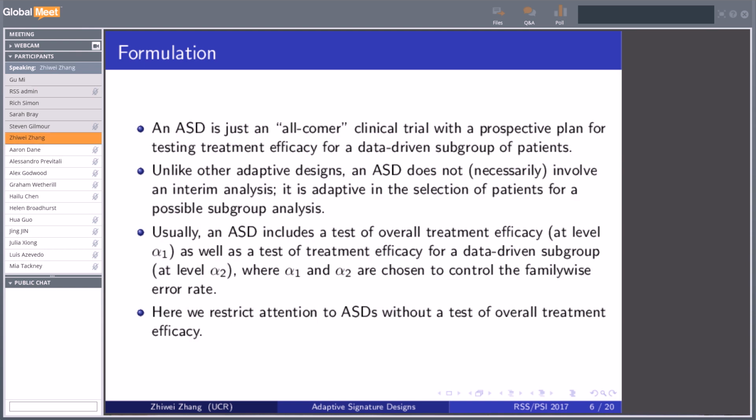Here, the significance levels alpha 1 and alpha 2 should be chosen prospectively in a manner that controls the family-wide error rate. So that's a standard ASD. Now, here in this work, we restrict attention to ASDs without a test of overall treatment efficacy. And I'll explain later why we choose to do that. So our analysis plan differs from a standard ASD in that we perform only one test of treatment efficacy for a selected subpopulation, which could be the entire population.